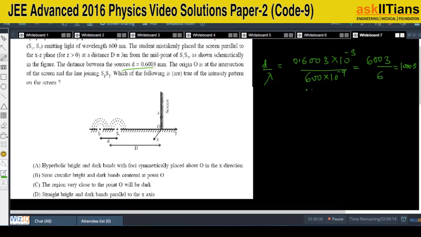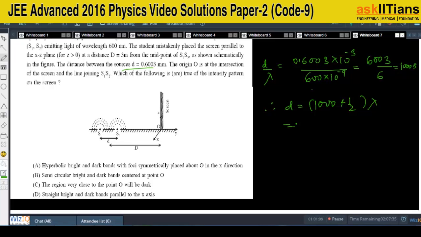Now we are going to calculate the condition: for bright fringes, n lambda equals d sin theta, and for dark fringes, (2n plus 1) lambda by 2 equals d sin theta. So n is approximately 1000 plus 1 by 2. So from this data we calculated that there would be semicircular bright and dark fringes centered at point O. We calculated for bright fringes as well as for dark fringes.